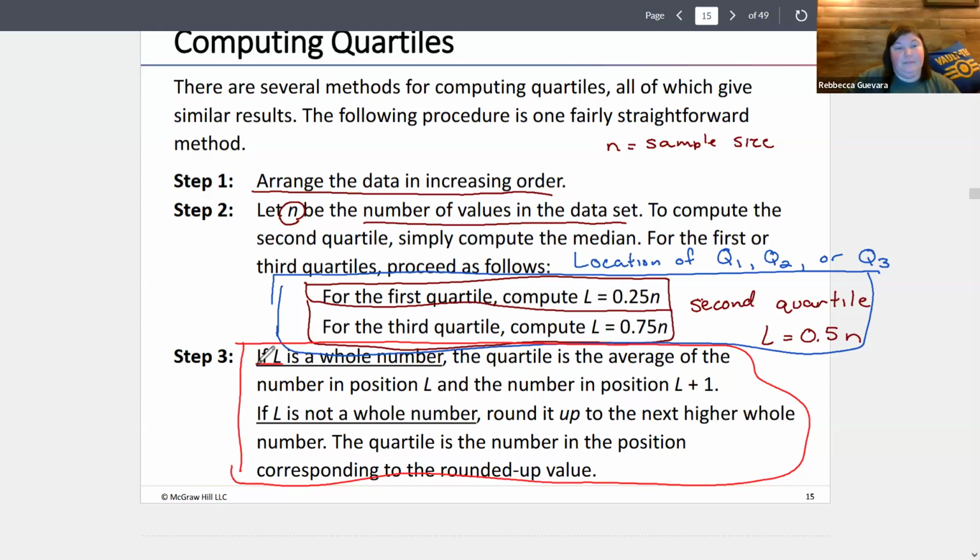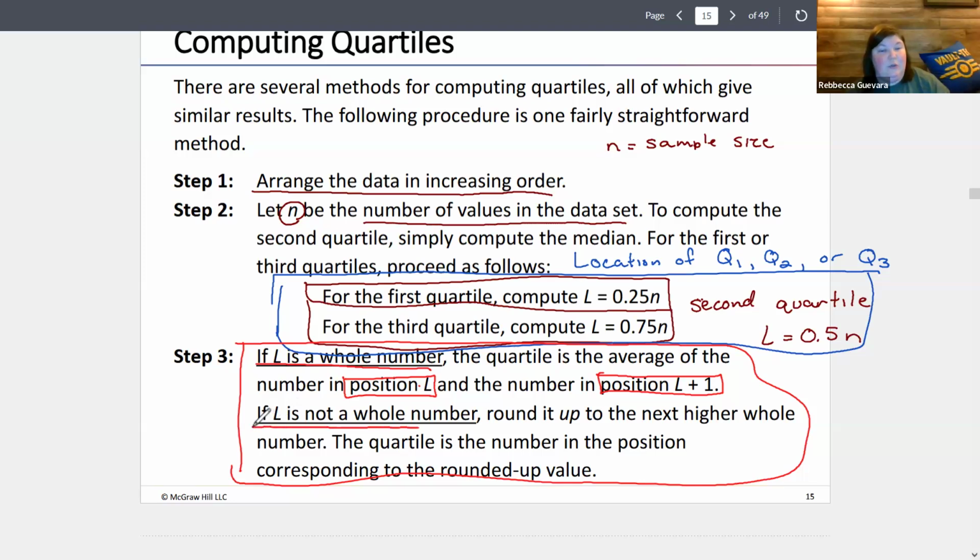whole number. So if you get a whole number, the quartile is the average of the number in position L and position L plus 1. So it's kind of like when you're doing a median, if you were in between two values, you average them out. Well, if we do 0.5 times n and we get something like 5, then I know that the number in the 5th position and the 6th position need to be averaged to get my median. Same thing is true for your first quartile or your third quartile.